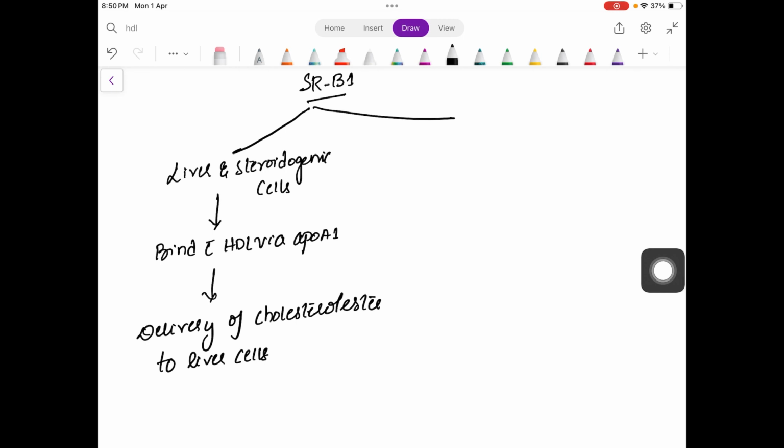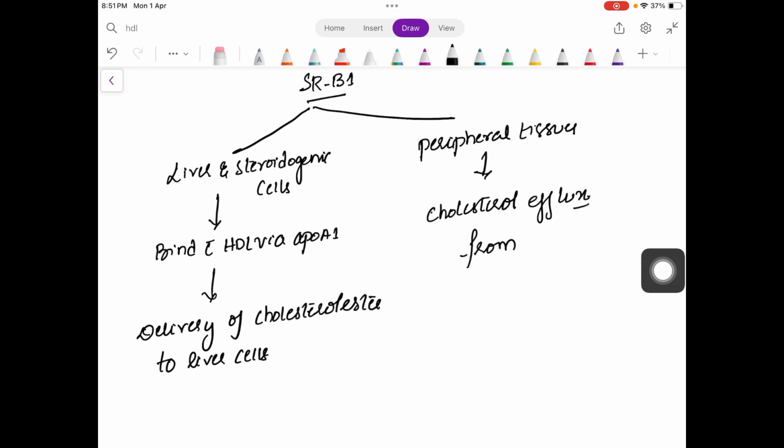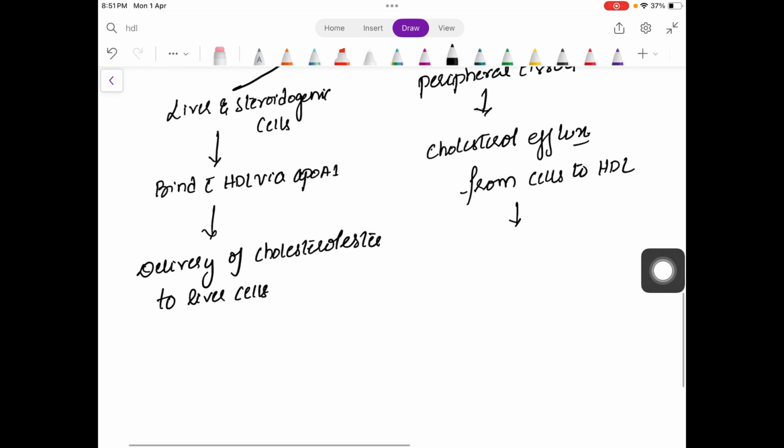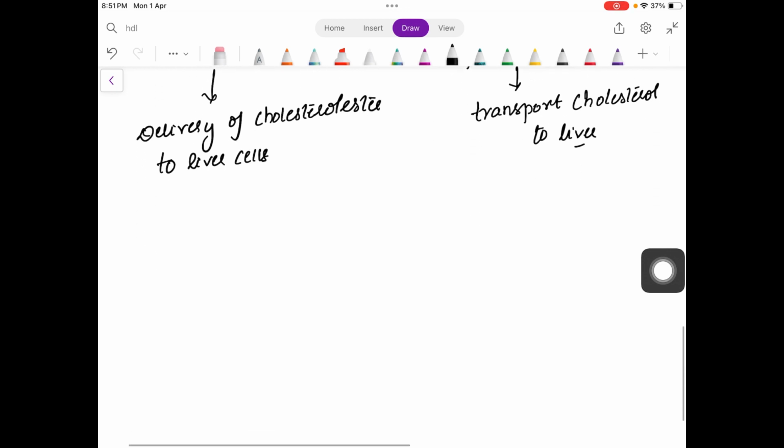Next, whenever this SRB1 is present in peripheral tissues, they will cause cholesterol efflux from cells to HDL molecule, and this HDL molecule will transport cholesterol to liver for metabolism into bile acids and bile salts, and through bile they will be excreted.